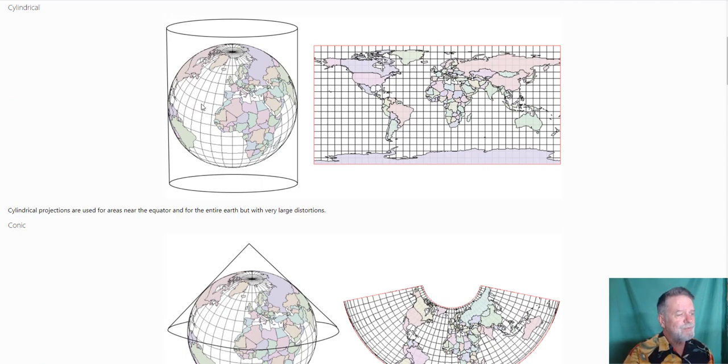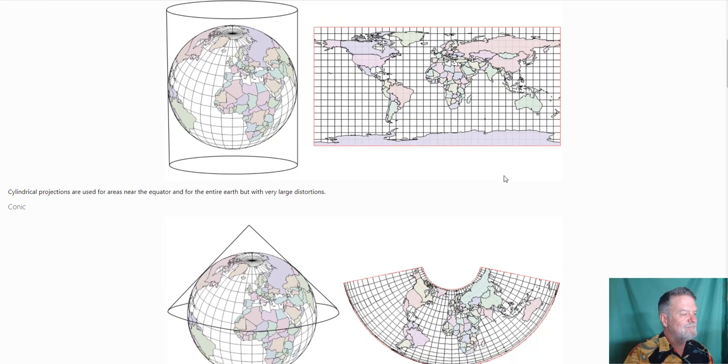A cylindrical projection typically works well at the equator. If you look at what's going on with the equator here, this stuff looks pretty normal. However, Antarctica has become gargantuan. Antarctica is not this big. So a cylindrical projection will typically maintain the way things are supposed to be, or minimize distortion, and distortion is an important word here, near the equator while exaggerating at the poles.